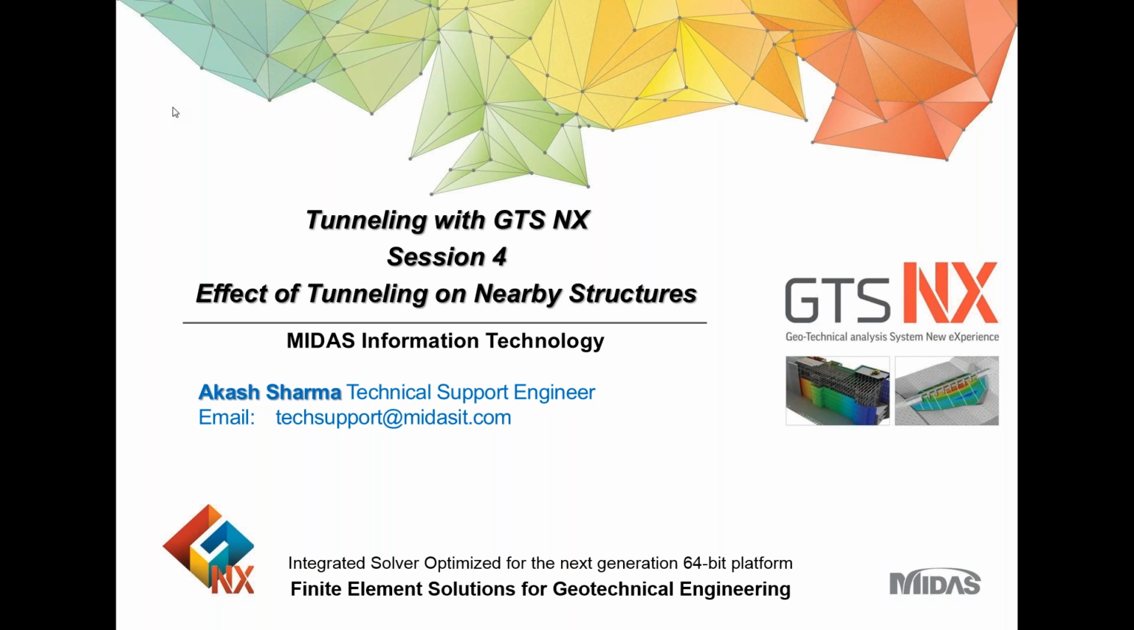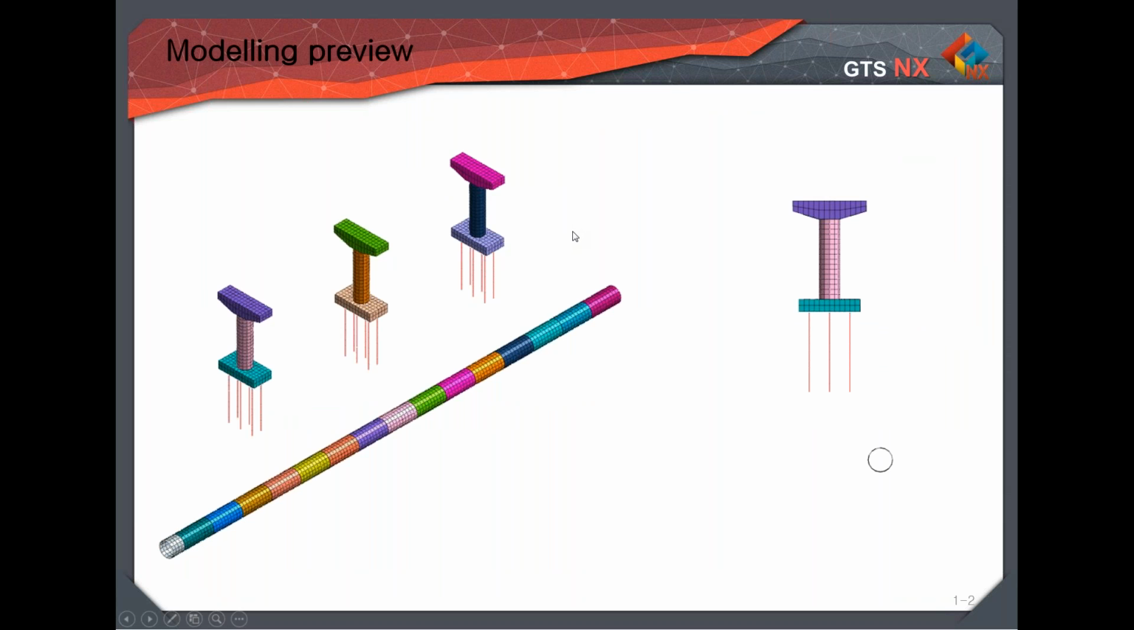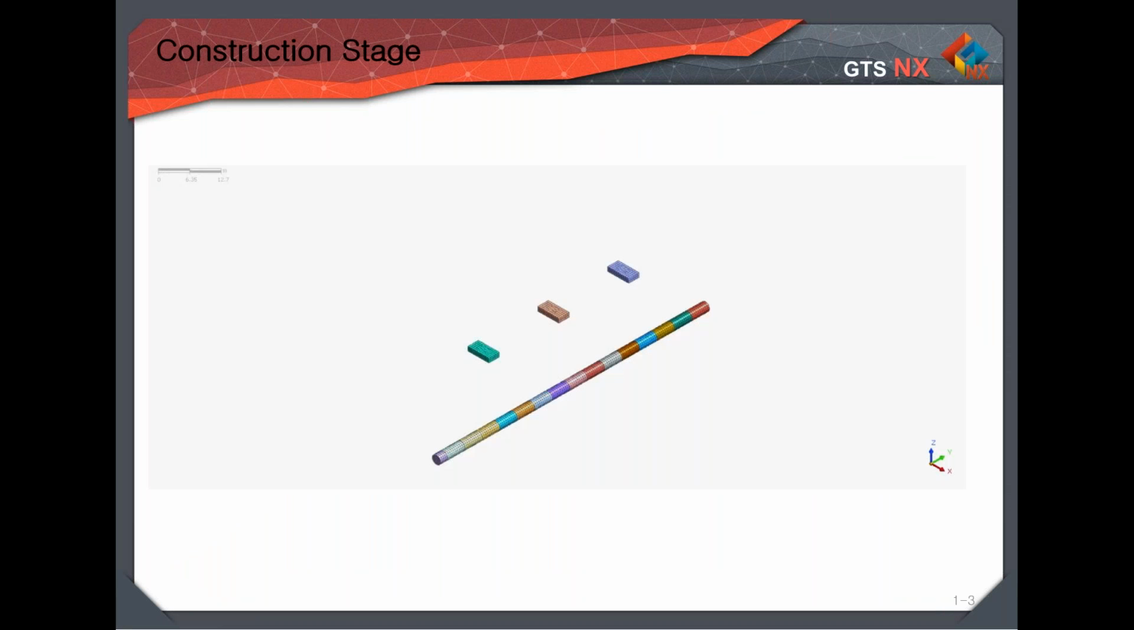So I will show you the modeling for one where we have an already existing structure and we are going to do tunneling after that. So this is how the model will look. We're considering 3 piers of a bridge, maybe with piles, and then we have a tunnel. We'll consider the construction stage here, as you have already seen that it's very important to consider the same.